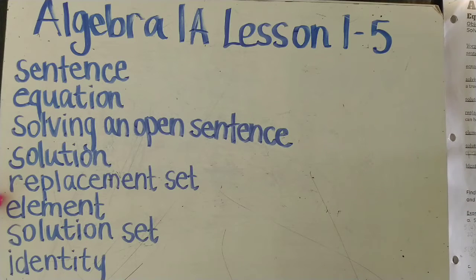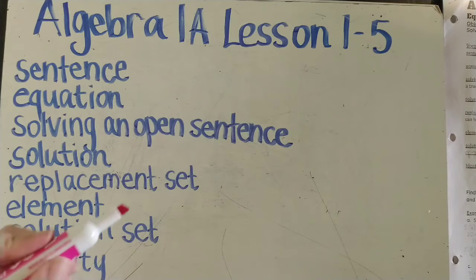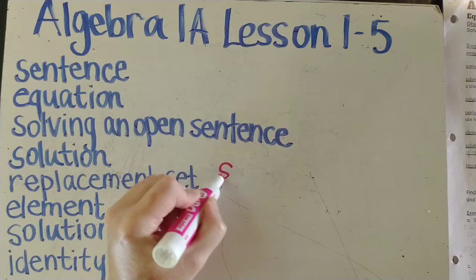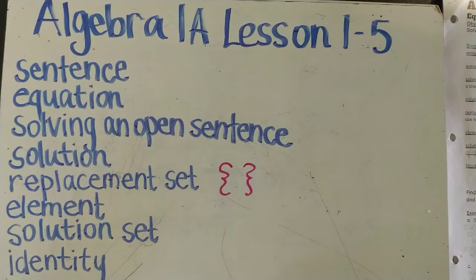Element, each entry in a set. And remember, with a set, we are going to use braces. And this is located on your keyboard when you're typing this out, right above the Enter button. You will need to select Shift and the buttons above the Enter button. Solution set, the set of elements from the replacement set that makes an open sentence true. In other words, what answer did you find that was the solution?